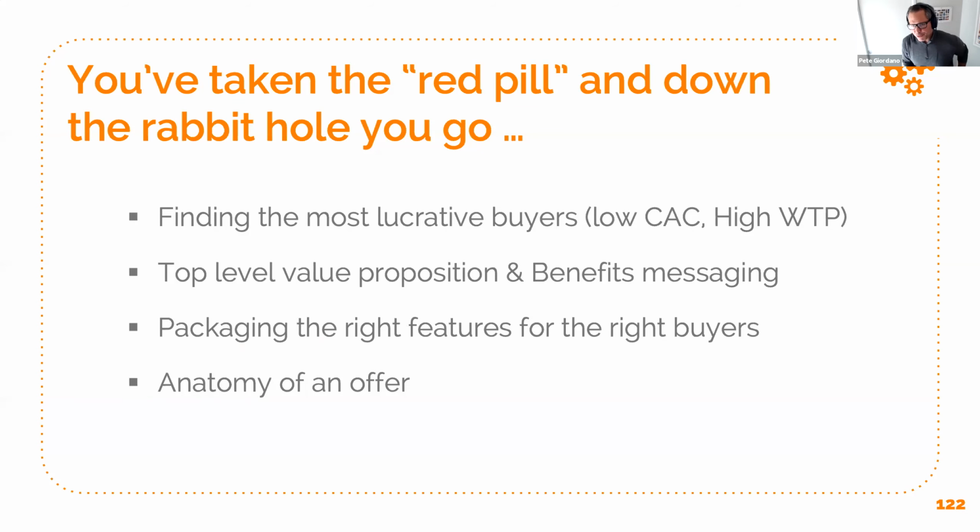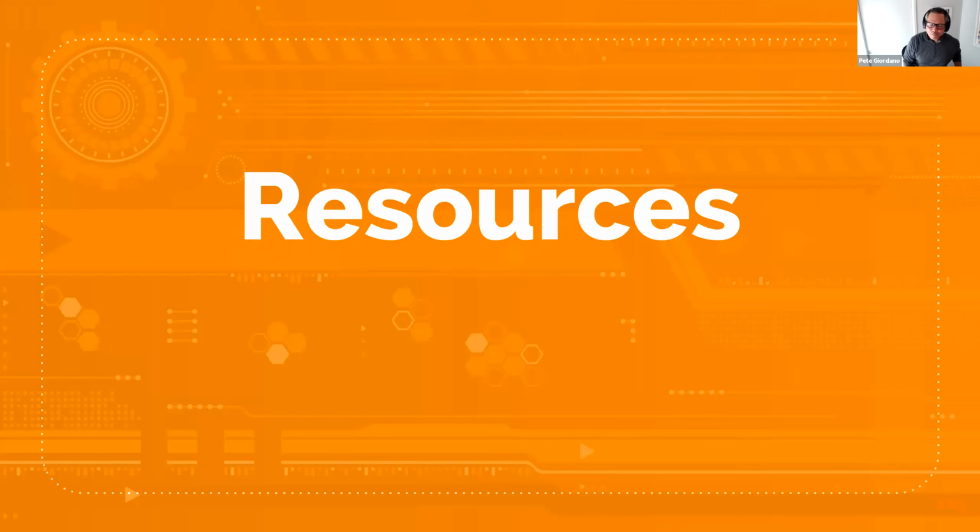And little Matrix reference here, by now you've kind of taken the red pill and down the rabbit hole you go, right? And so there's much more to happen. Once you start getting this idea of buyers, you really need to do the work of figuring out which of those are a lower cost to acquire, but also are willing to pay more so I can improve my margins. How do I use this to figure out my top level value prop and write my benefits? How do I pull the right features for the right buyer so that I don't dilute my product offerings? How do I put an offer together, right? There's lots of other things to explore.